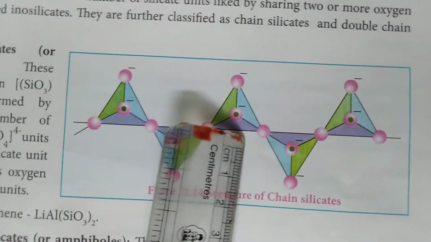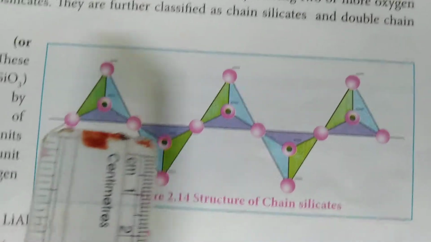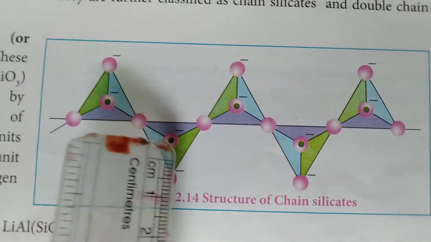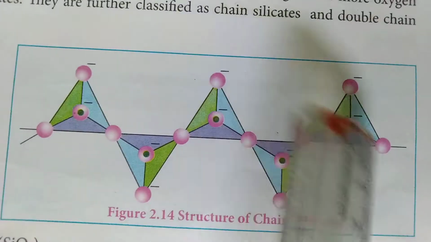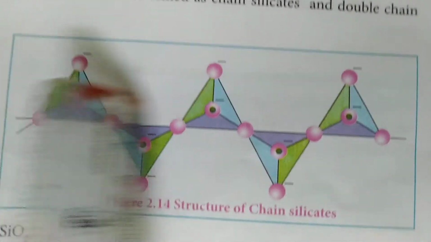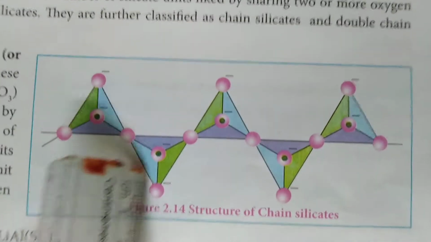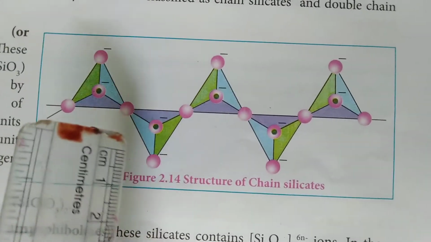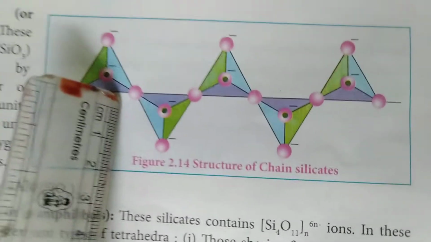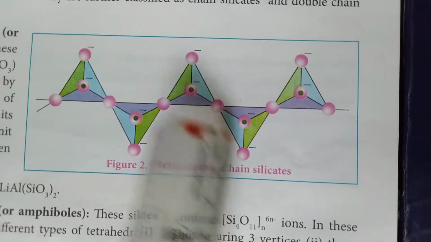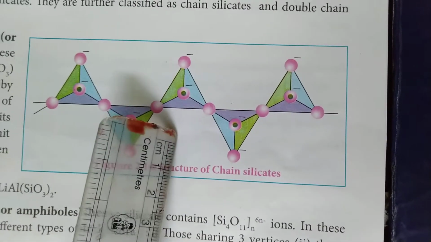The chain silicates contain (SiO3)n with 2n- charge. These are formed by linking n number of tetrahedral units linearly by sharing two of their oxygen atoms. One oxygen atom is here, another oxygen atom is here. Similarly for this unit, one is here, another one is here.